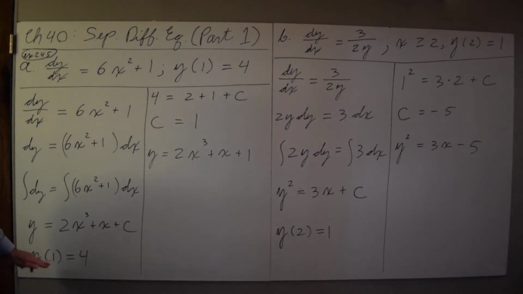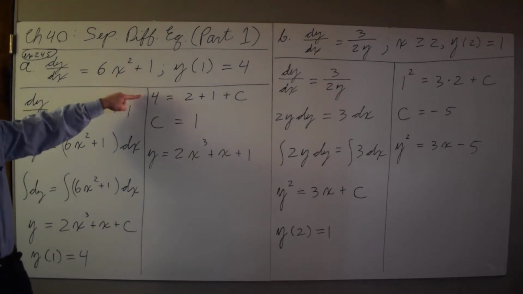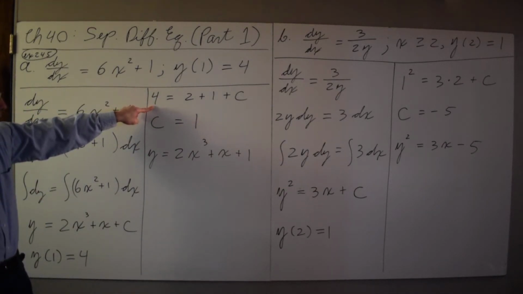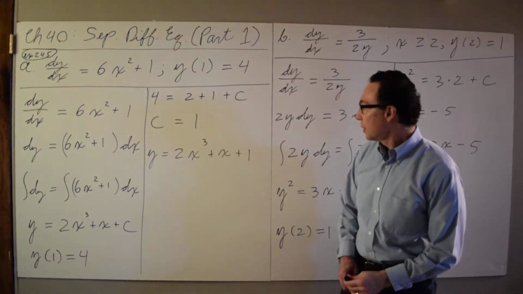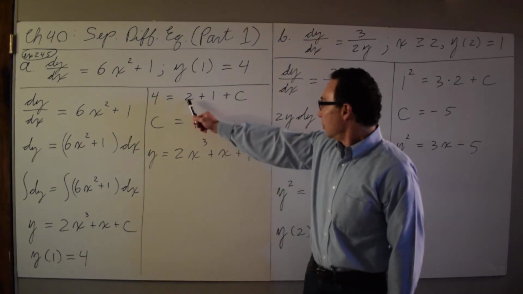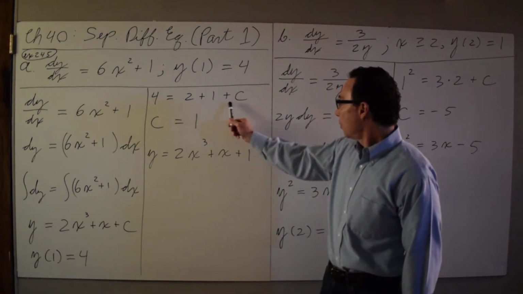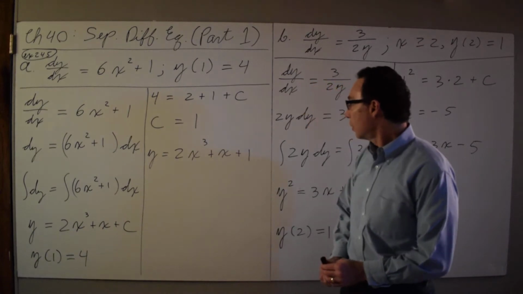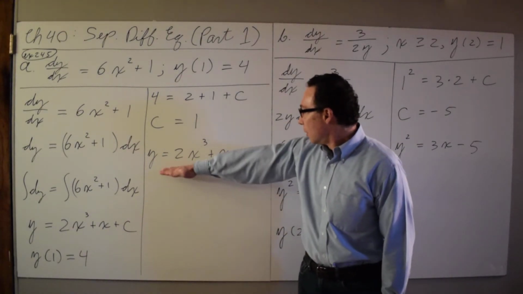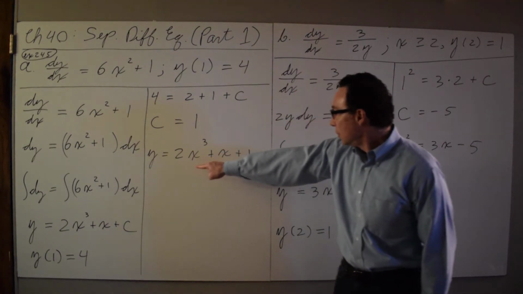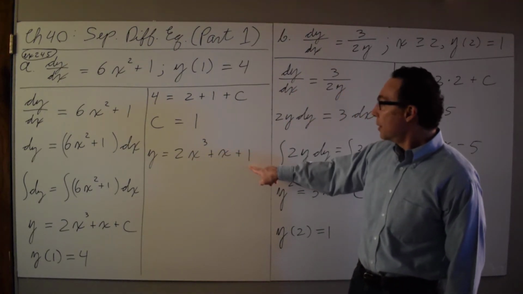That means if we substitute x equal to 1, then y is equal to 4, and we make that substitution in this equation. And we do that right here. So y is equal to 4, x is equal to 1. So now we have substituted 2 times 1 cubed plus 1 plus c is equal to 4. We solve for c. And so our equation is y is 2x cubed plus x plus 1.